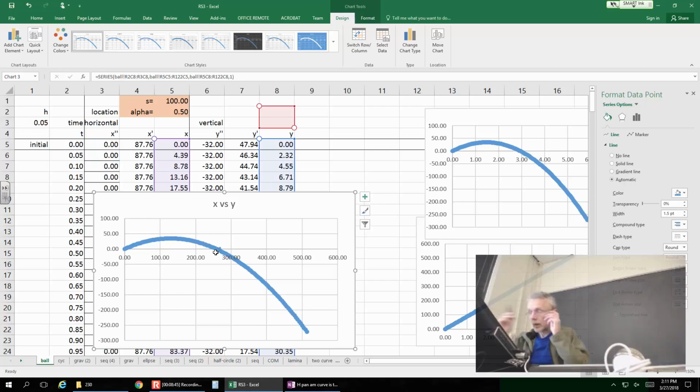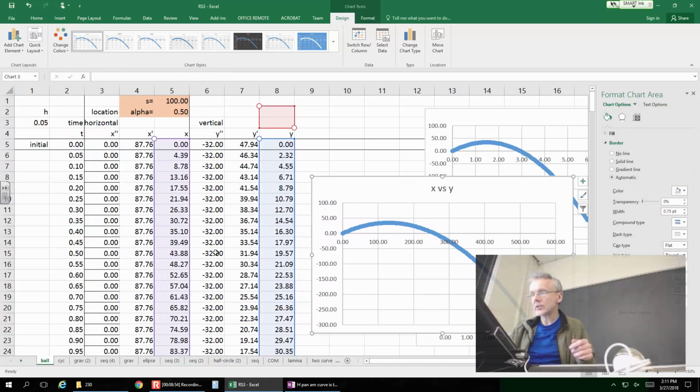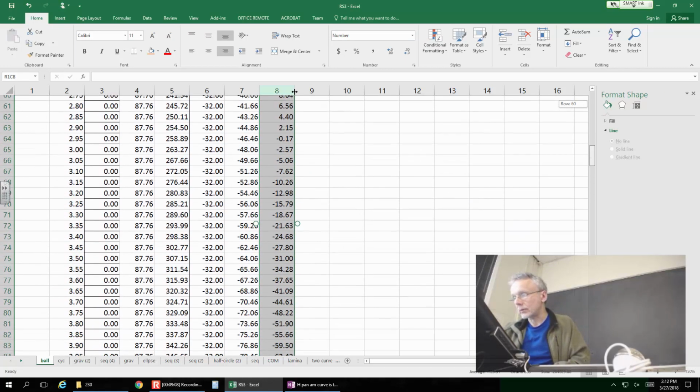So you can certainly see it in the data. It doesn't have to be plotted in order to be understood. I could just simply pull this away and ask myself, at what point do I hit the ground? What does it mean for the ball to hit the ground? It means that the vertical location is 0. So I look at y. I'm looking at this column. These are the y's, and I scroll down until I reach 0.